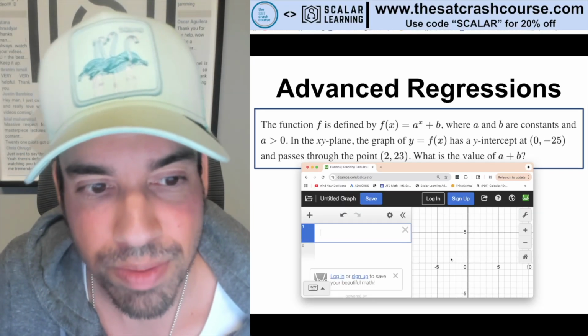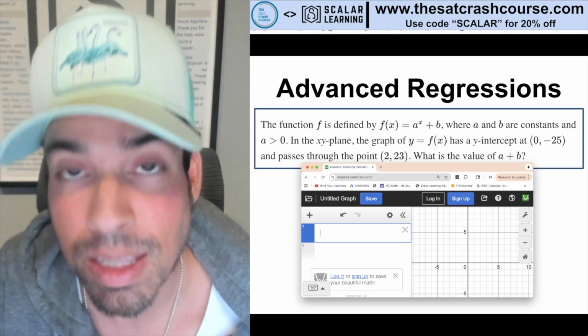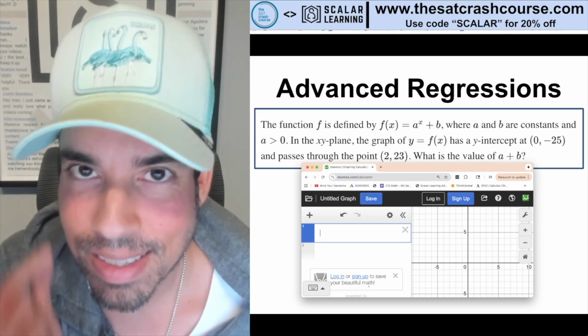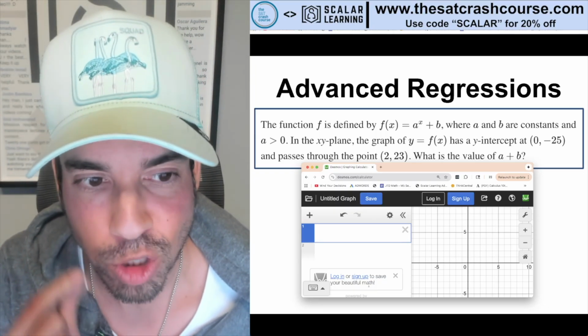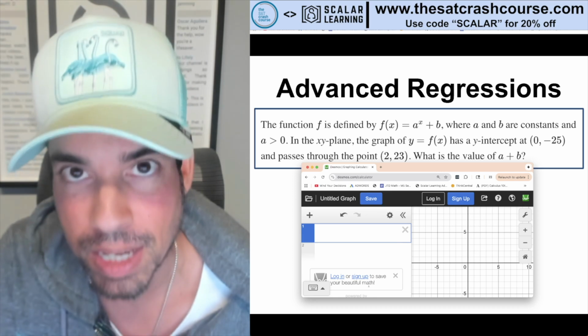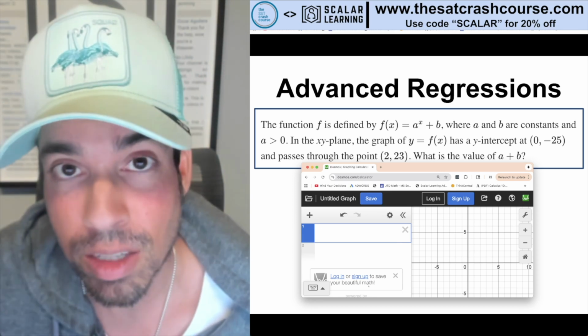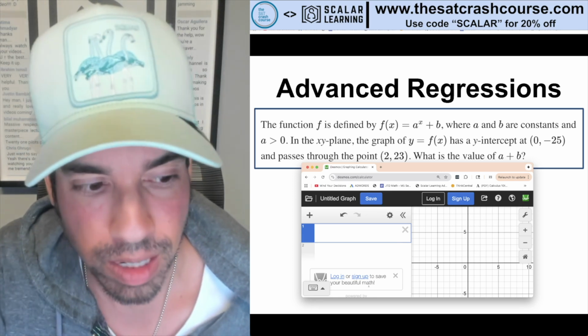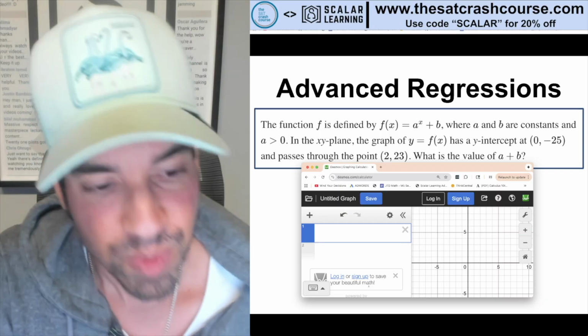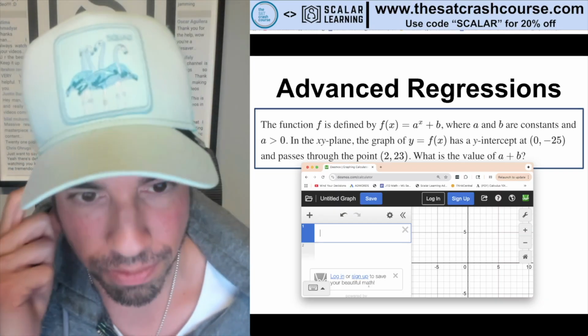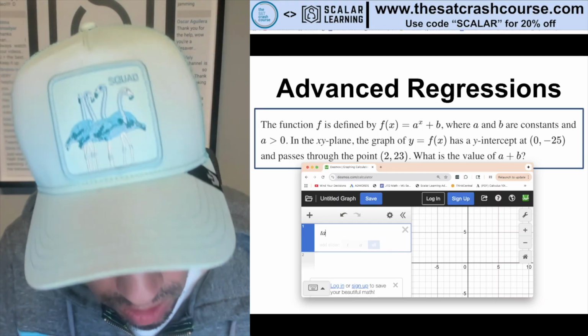So in this one, we've got a times b to the x plus c. That's the exponential, and again, that is not what Desmos is programmed for. Desmos is programmed for a times b to the x. So that's why we can't use the standard boilerplate regression that is embedded within that little regression function. So we're going to have to do something a little bit different, but we're going to start the exact same way.